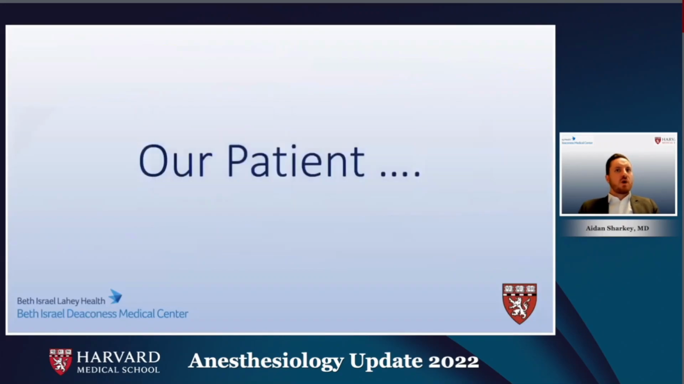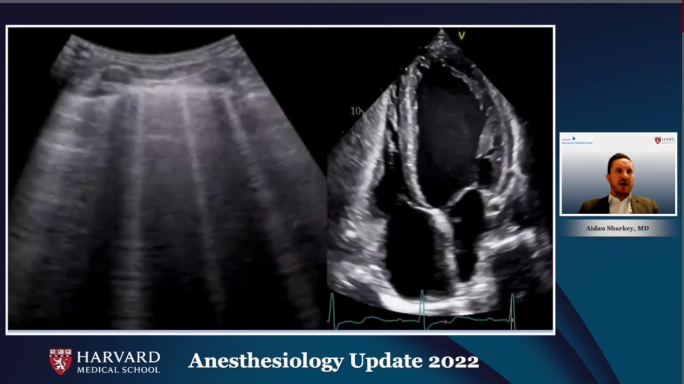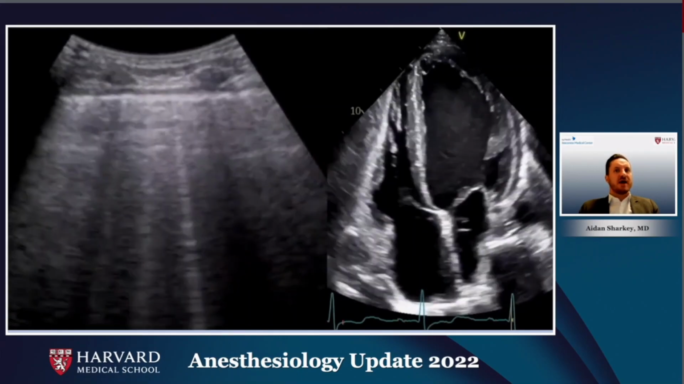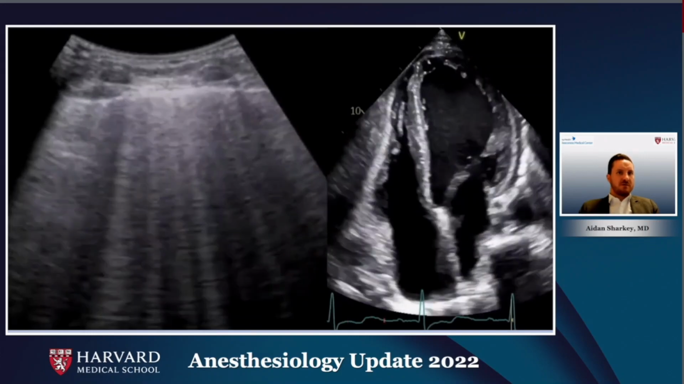So going back to our patient who underwent his open AAA repair and had extensive volume resuscitation, when we did a lung ultrasound, we visualized multiple B lines in multiple segments bilaterally, indicating that this patient had pulmonary edema, and this was the cause of his respiratory distress.